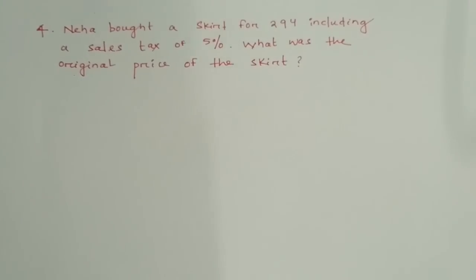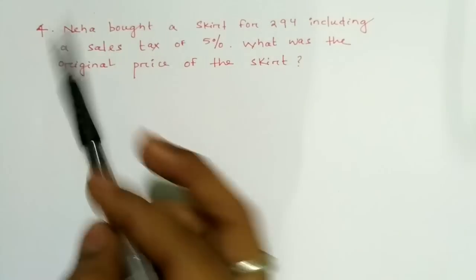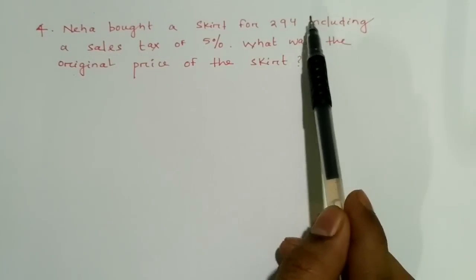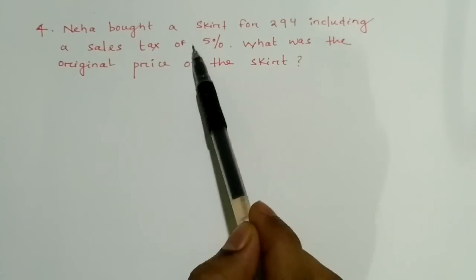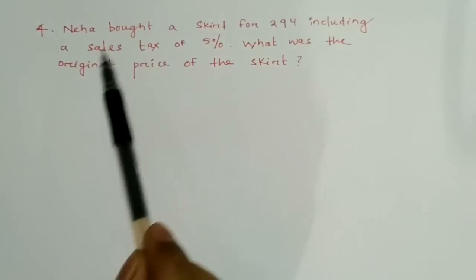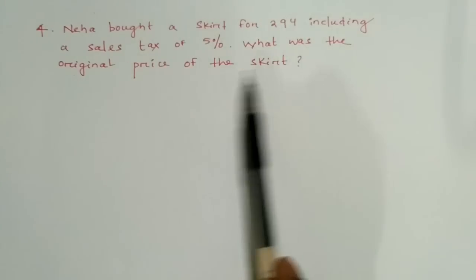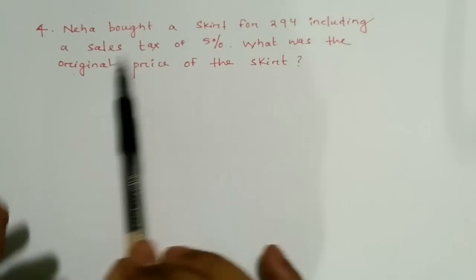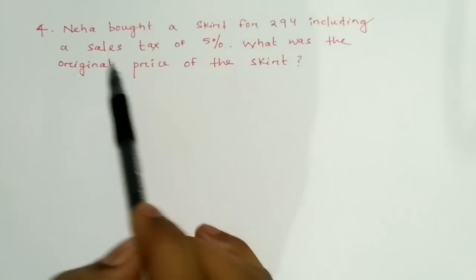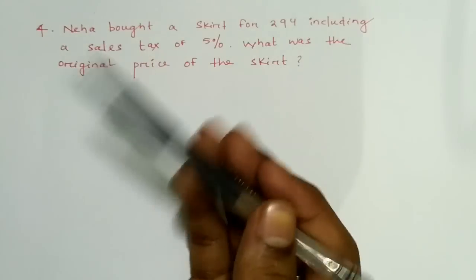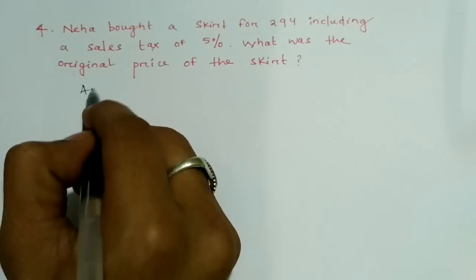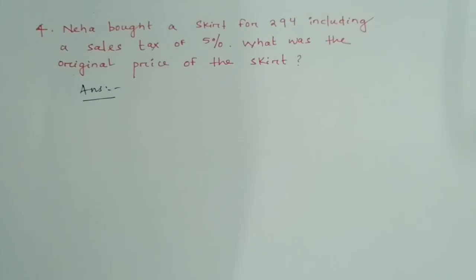So friends, here is another example. Let me read first. Neha bought a skirt for 294 including a sales tax of 5%. What was the original price of the skirt? Friends, if it asks what the original price of the skirt was, let it always be x. Let the original price be x.